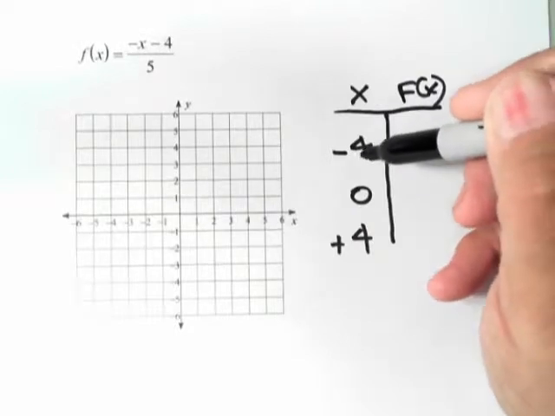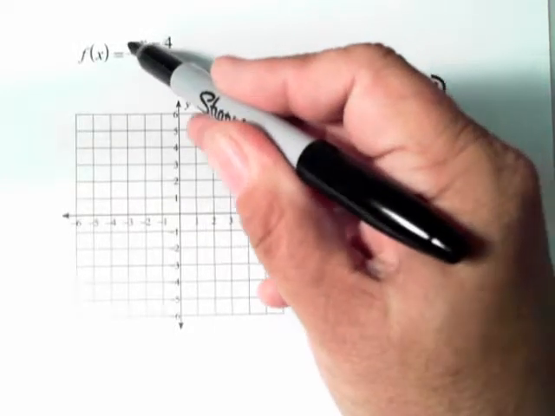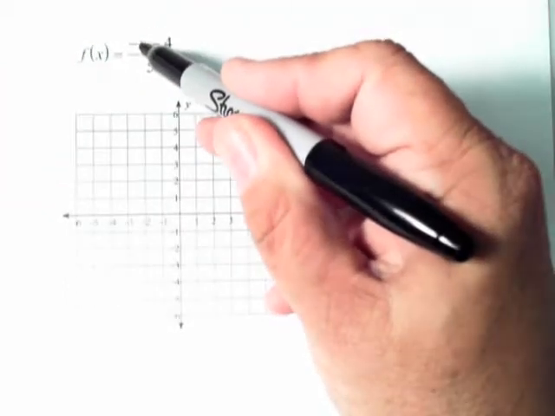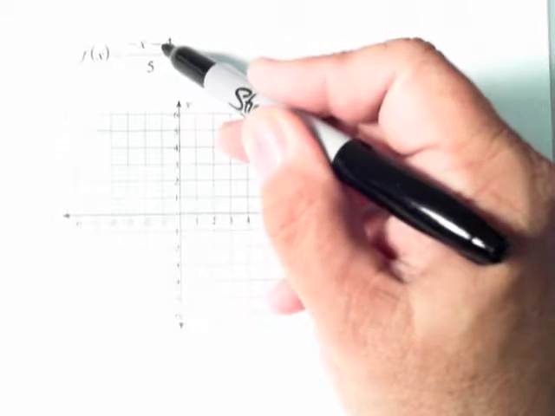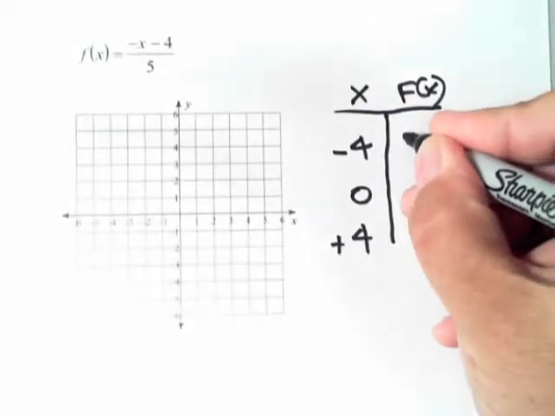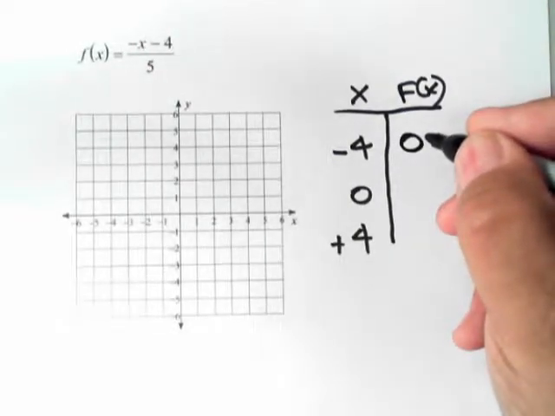So now, let's look at this. If I have x equals -4, minus x will be +4. +4 minus 4 will be 0. Well, 0 over 5 is just 0. So that would be my f of x for that.